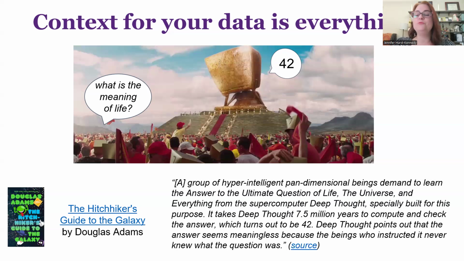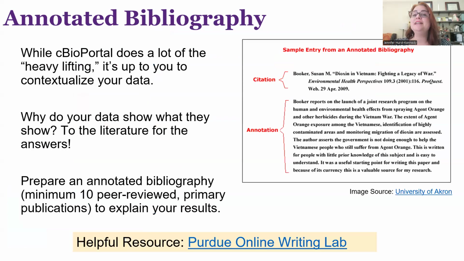Once you have your data from cBioPortal, you are going to be building an annotated bibliography. You need to go to the literature and read about those genes that you've identified. Think about what they do on a cellular level, and based on that, why might that impact patient survivability? You'll build your annotated bibliography, and I have a link here, but I'll also put it in the video description. If you want more resources on building an annotated bibliography, I recommend the Purdue Online Writing Lab.